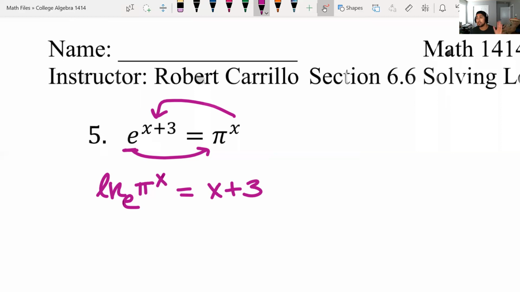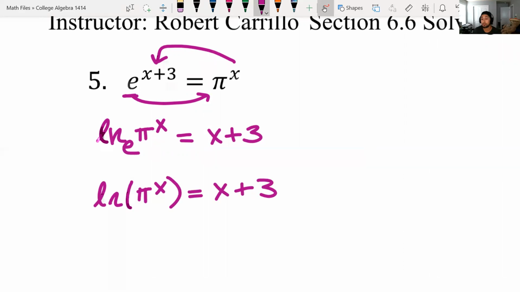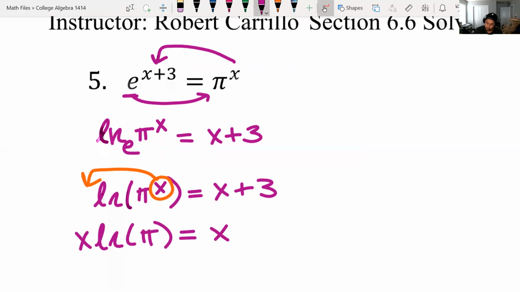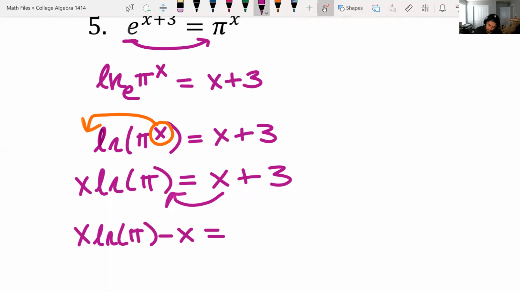Okay. So we just converted from exponential to natural log. Only reason is because it's base e. And now I'm going to rewrite this as just natural log of pi to the x equal to x plus 3. Because we know that the base of the natural log is e, so it doesn't have to be written there. And now we'll use power rule. So this means that this x is coming to the front. And we'll get x natural log pi equal to x plus 3. We're solving for x. So this x subtracts to the left. So you'll have x natural log pi minus x equal to 3.